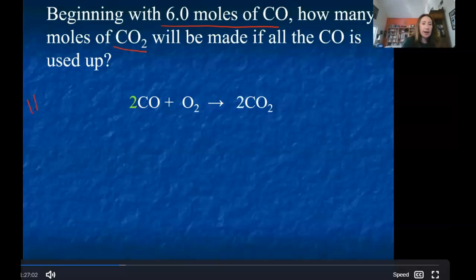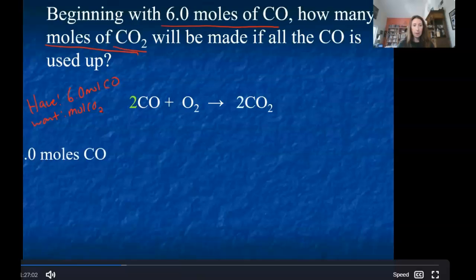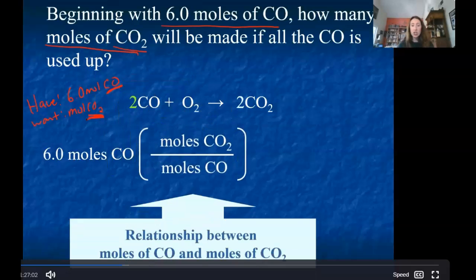So in this case, we have 6 moles of CO. And we want moles of CO2. And so if we're going to do this using stoichiometry or unit conversions, very similar to what we've been doing, we're going to start with moles of CO, and we want CO2. So we need to find the relationship between CO and CO2.